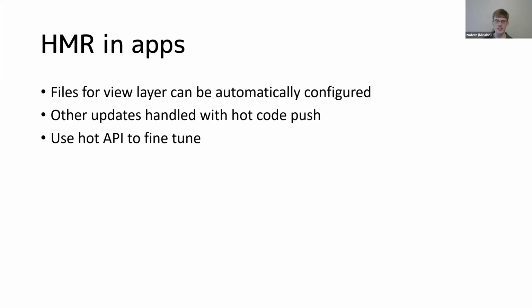You might want to also update any Redux reducers, for example, with HMR. So you can use the hot API to configure that. By default, this works pretty well for most apps. And most apps probably won't need to use the hot API at all. In my own apps, I might use it in one or two files at most.